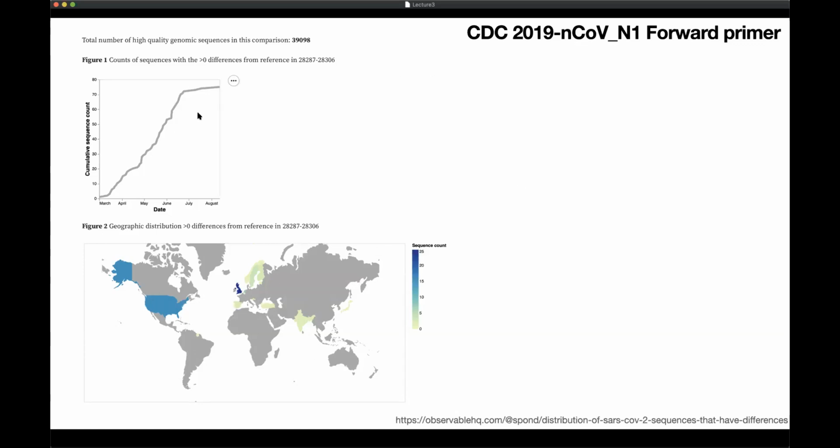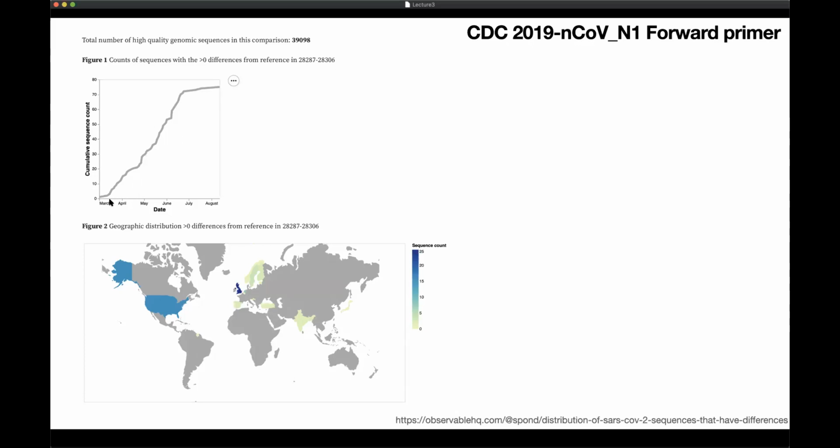So this allows you to put any range of coordinates that you want to investigate, and it's going to show you two things. Among the 40,000 high quality genomes that are currently available in GISAID. So let's look at the NCOV N1 forward primer from the CDC. So it's in these genomic coordinates, 28,287 to 28,306.